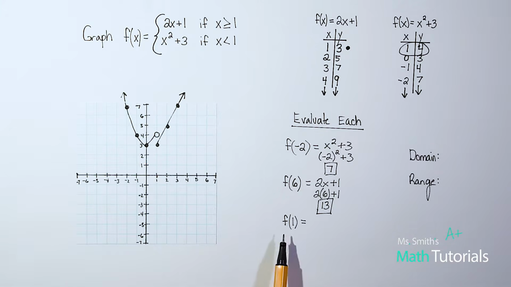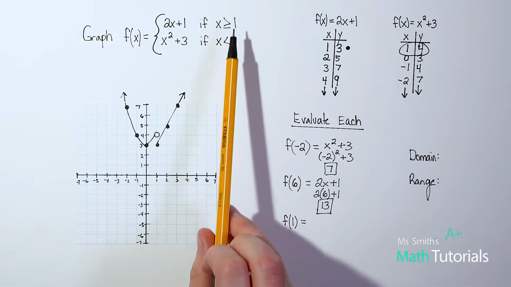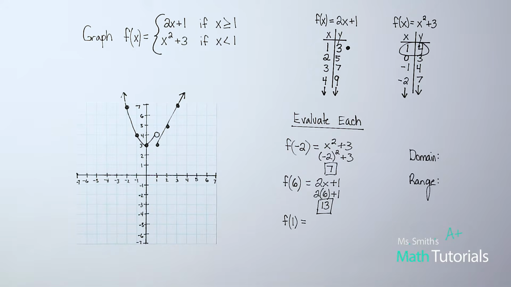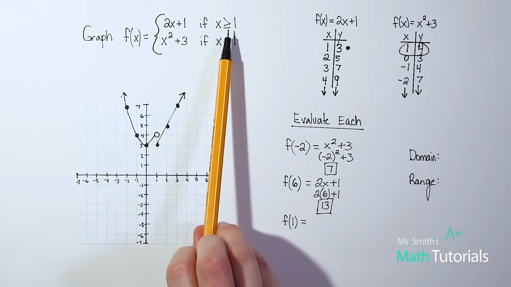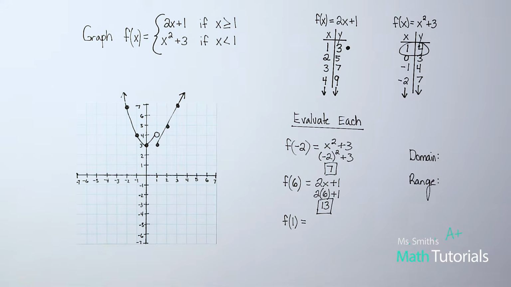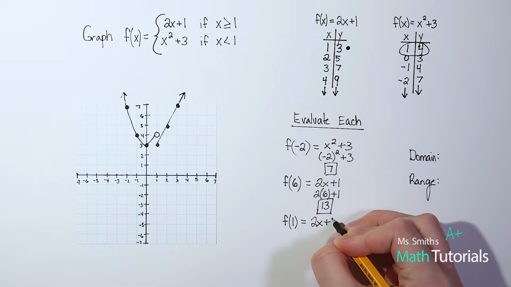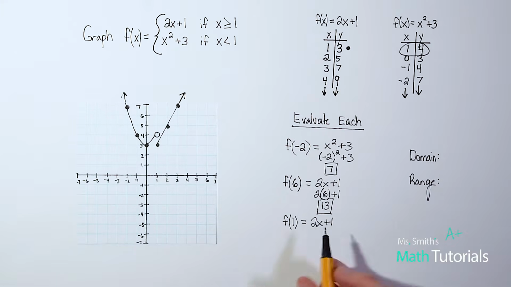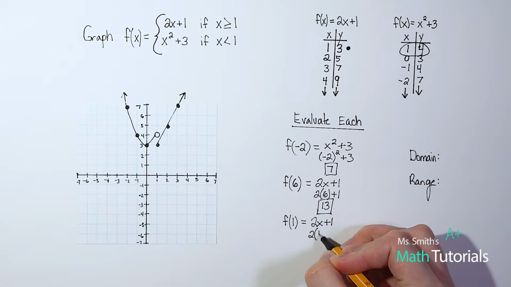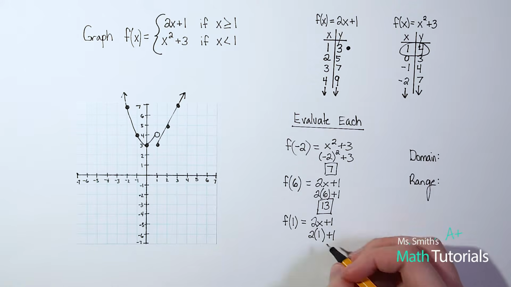And then for f of 1, you may be nervous because you see a 1 there and a 1 there, but which one is equal to 1? Well, that would only be the top because of that or equal to line. So we would write this as our 2x plus 1 equation, but instead of x, we're going to put in a 1. 2 times 1 is 2, plus 1 is 3.